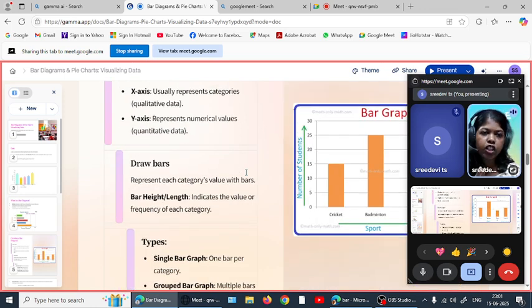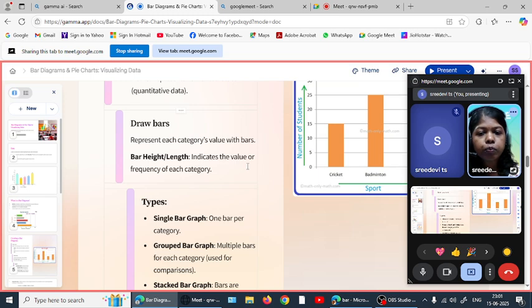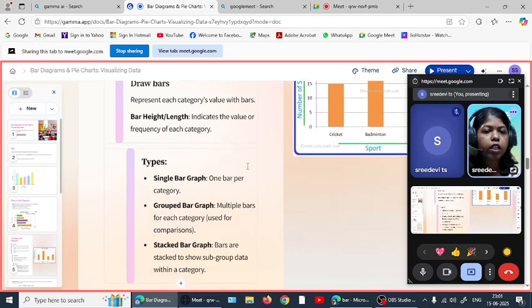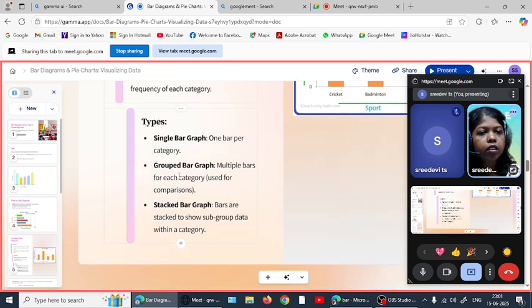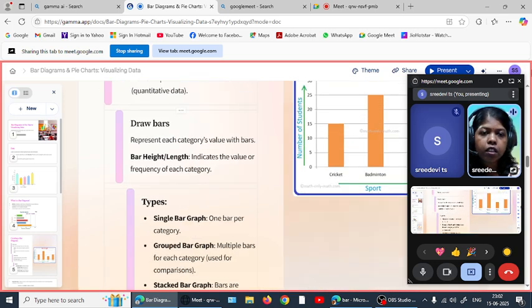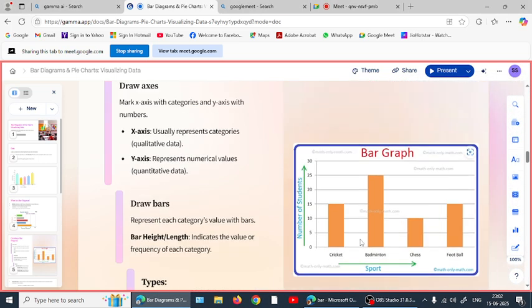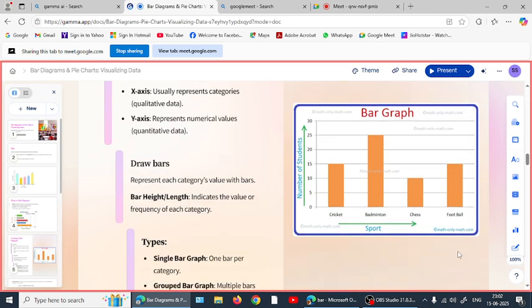Based on the orientation, normally we have two types of graphs. What are they? Vertical bar graph and horizontal bar graph. Next, based on the number of bars, we have another classification. First one is the single bar graph. In a single bar graph, you can see only single bars. This is a very good example of a single bar graph.